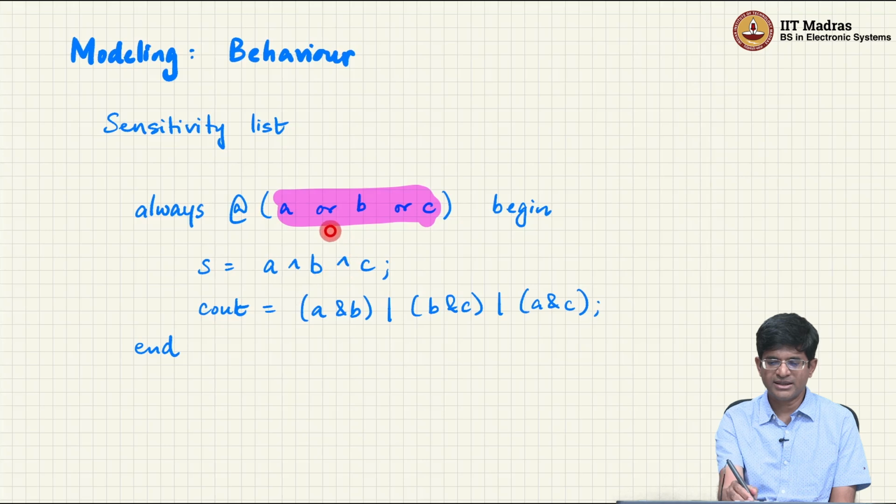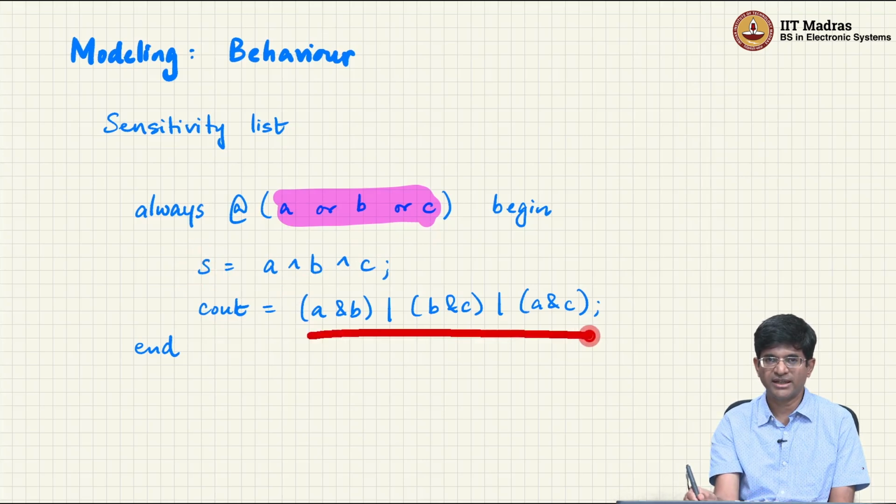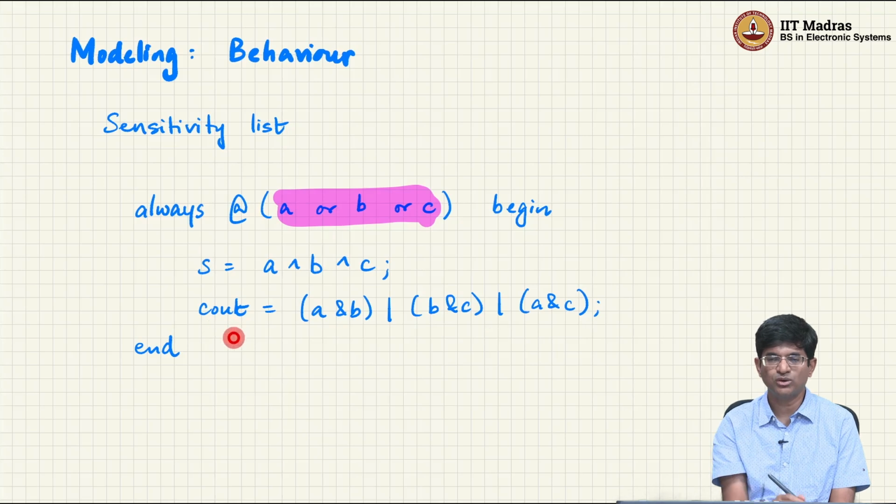The final result is, if any one of A or B or C changes, I will go back and re-evaluate A XOR B XOR C, assign that value to the variable S, compute this A B or B C or C A and assign that to the value C out, and wait. Any other change that happens in either A or B or C, immediately all of this happens once again. No function calls, this is all event driven. The moment there is a change somewhere, that propagates and causes things to get updated.